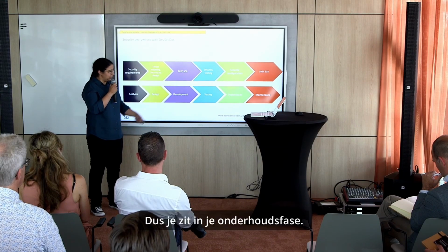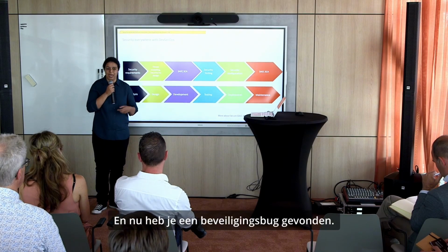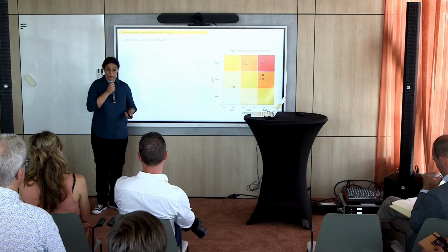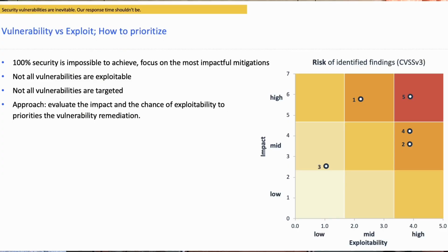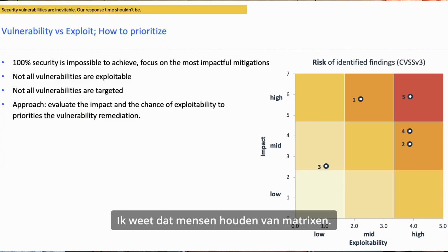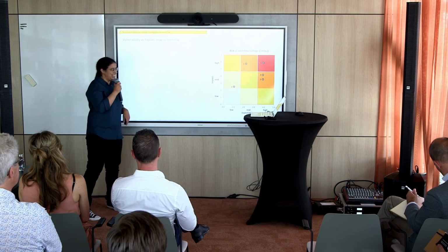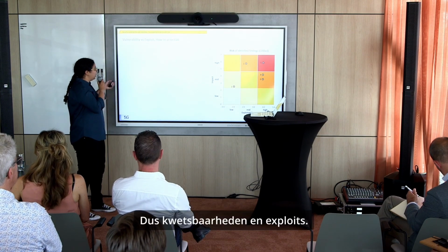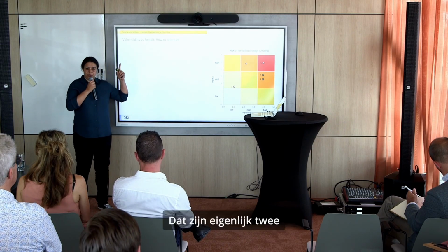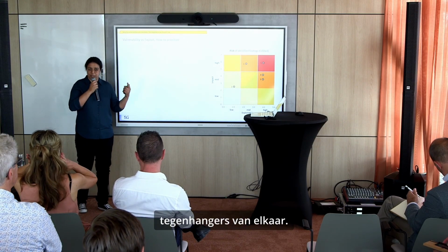Okay, so you're in your maintenance phase and now you have found a security bug. What now? I know people like Matrix. It's very comprehensive and easy to understand. So vulnerability and exploit, those are actually the two counterparts of each other, right?